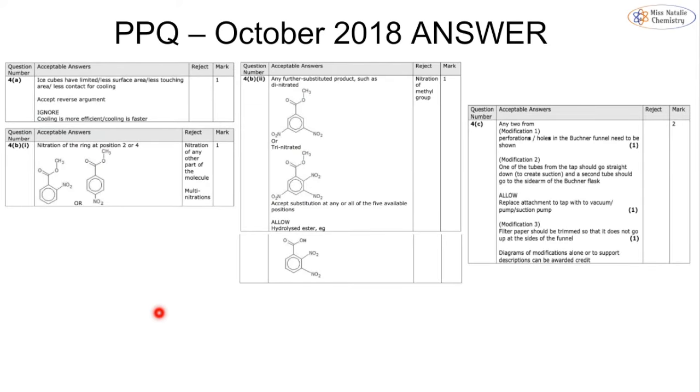So you can have a check at the mark schemes should you wish to have a look at the answers for the ones that you've been working through yourself.